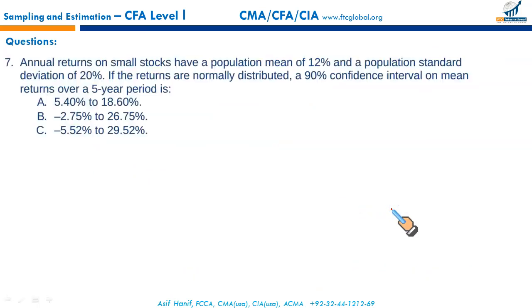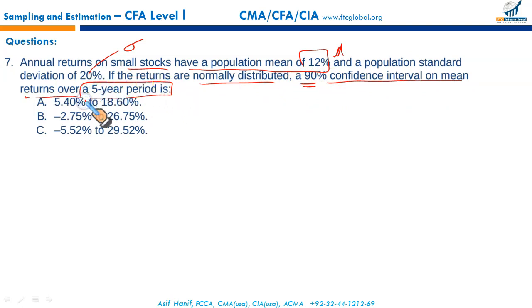All right, next. The annual returns on small stock have a population mean of 12% and a population standard deviation of 20%. If the returns are normally distributed, a 90% confidence interval on mean return over a 5 year period. Now this is interesting. N is 5, just 5. Now the question is, since n is 5, which is less than 30?